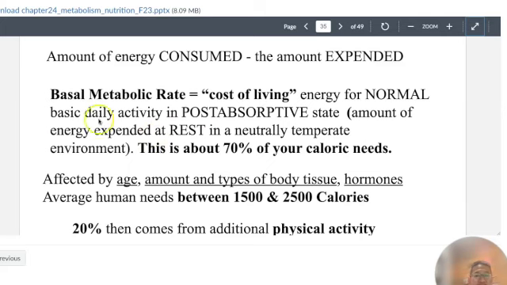It is the amount of energy expended at rest, in a neutral temperate environment. So if it's too hot, of course, your body will need energy to evaporate things. If it's too cold, your body might need energy to shiver and things like that. So this is at a regular neutral temperature. At rest, what is the cost of living? It's 70% of your caloric needs.